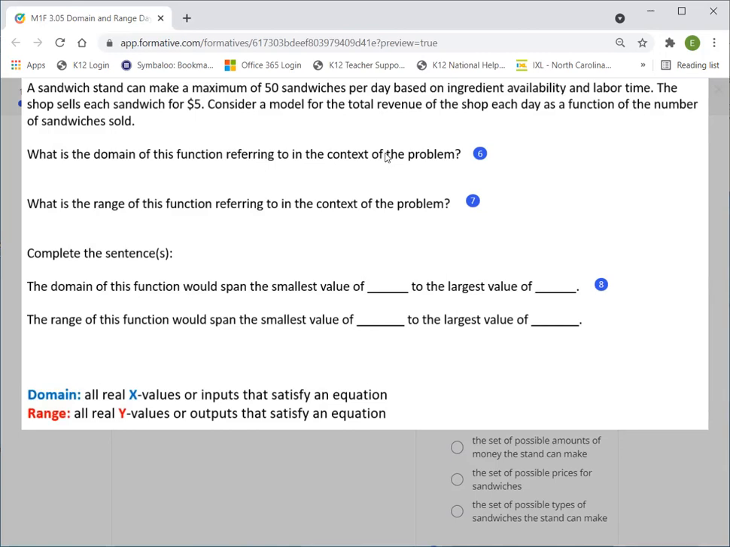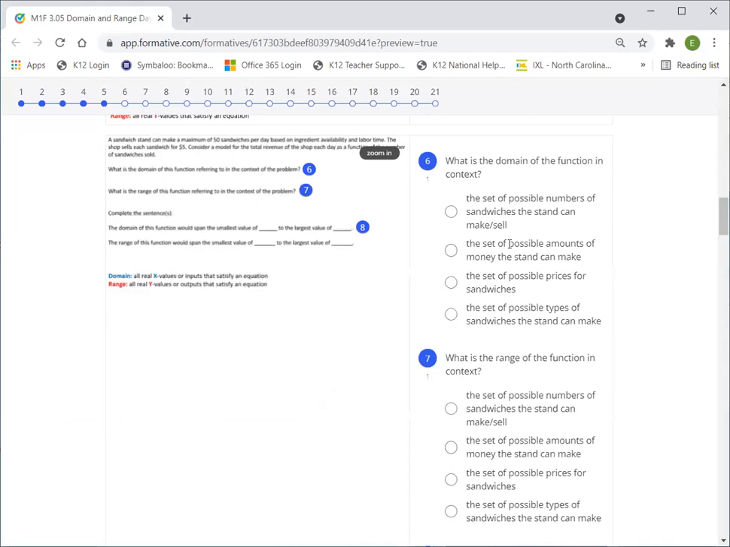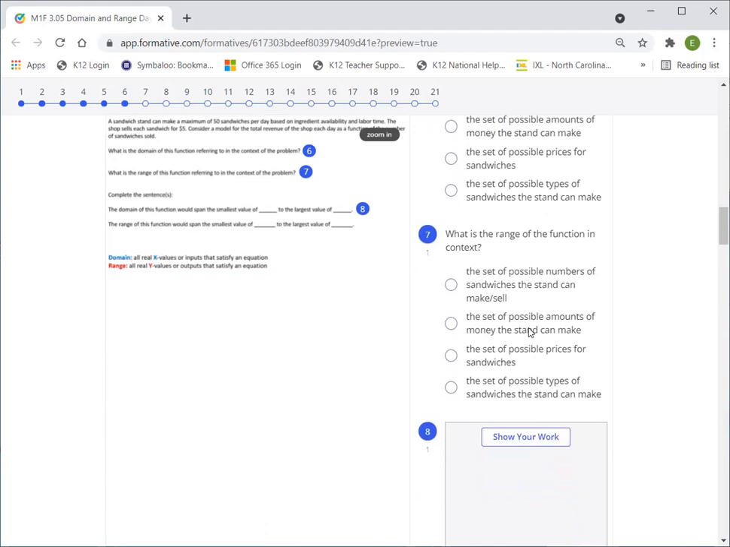Remember, domain is your x values or your independent variable. Out of the two variables, we have sandwiches and the revenue. Which one would be independent, or which one doesn't depend on the other one? That would be sandwiches, because I can have a different number of sandwiches each day. So the set of all possible numbers of sandwiches that they can make or sell. It wouldn't be the prices, because the price is already set. That's the function. And it's not all the types of sandwiches, because we don't care what types of sandwiches.